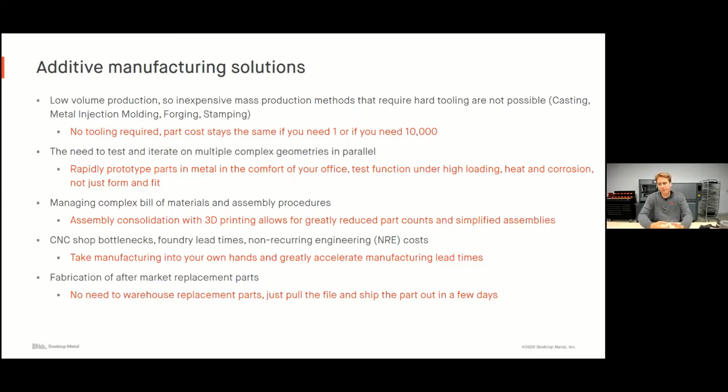In terms of aftermarket parts, of course, there's no need now to warehouse replacement parts. The system's so fast, it's so affordable. The part cost is going to stay the same if you make it today or if I make it in 5 years from now on the same printer. Just pull the file, throw it on the printer, ship it out to your customer in just a few days.